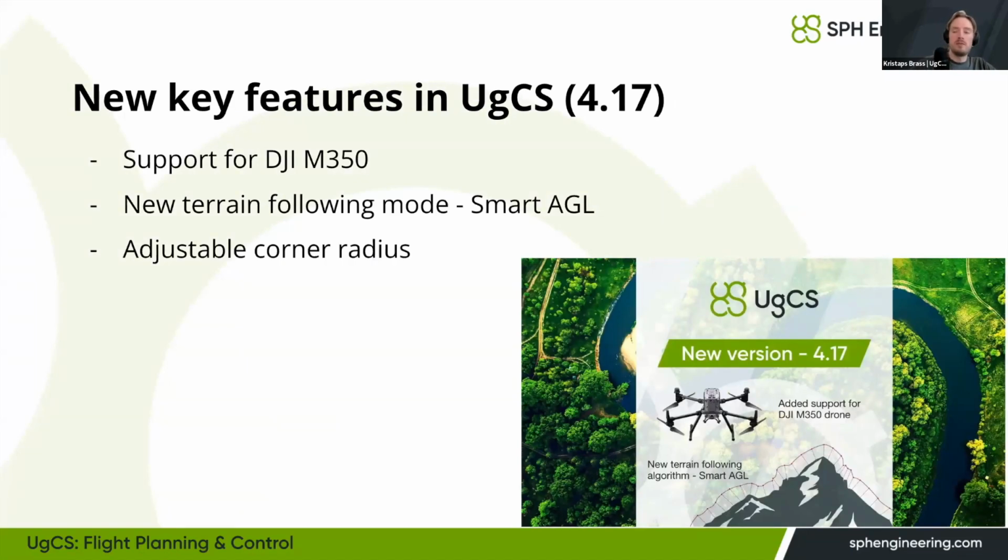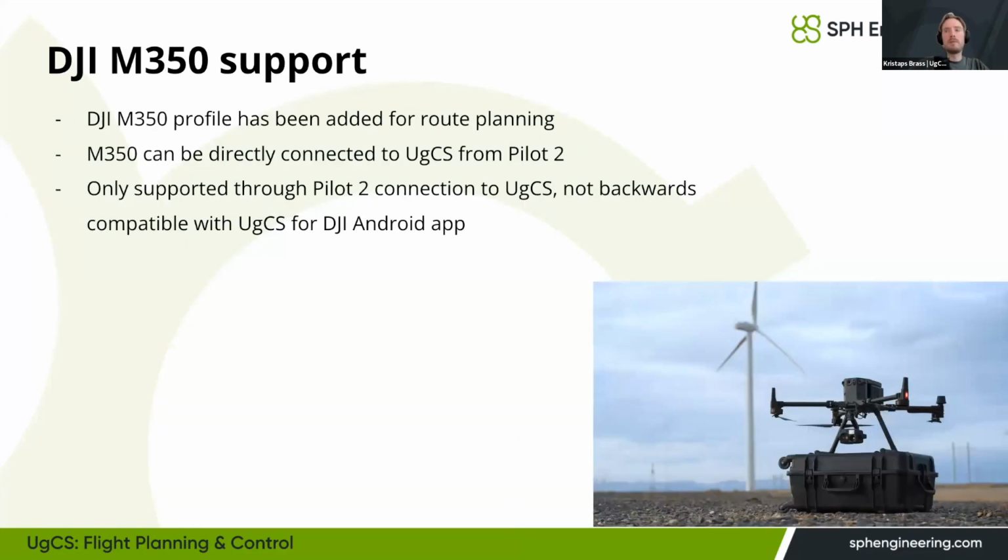So the three main features which were introduced in 4.17 are the following. Number one, we added support for the M350 drone. Next, we implemented a new terrain following mode, Smart AGL, and on this we'll probably put most of the focus in today's webinar. And then last but not least, we also implemented adjustable corner radius in all routes in UgCS. So let's tackle these one by one, and I'll tell a bit about what has been done there exactly.